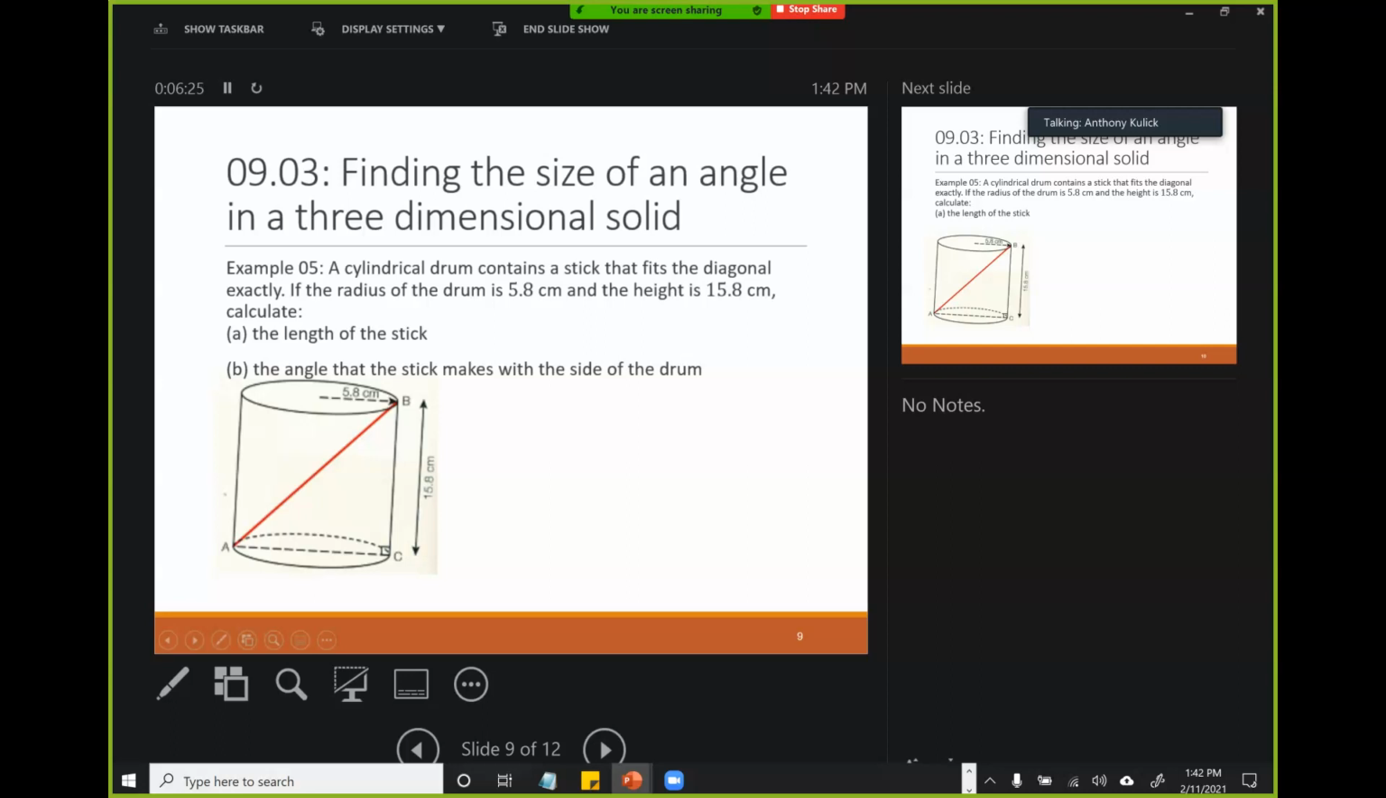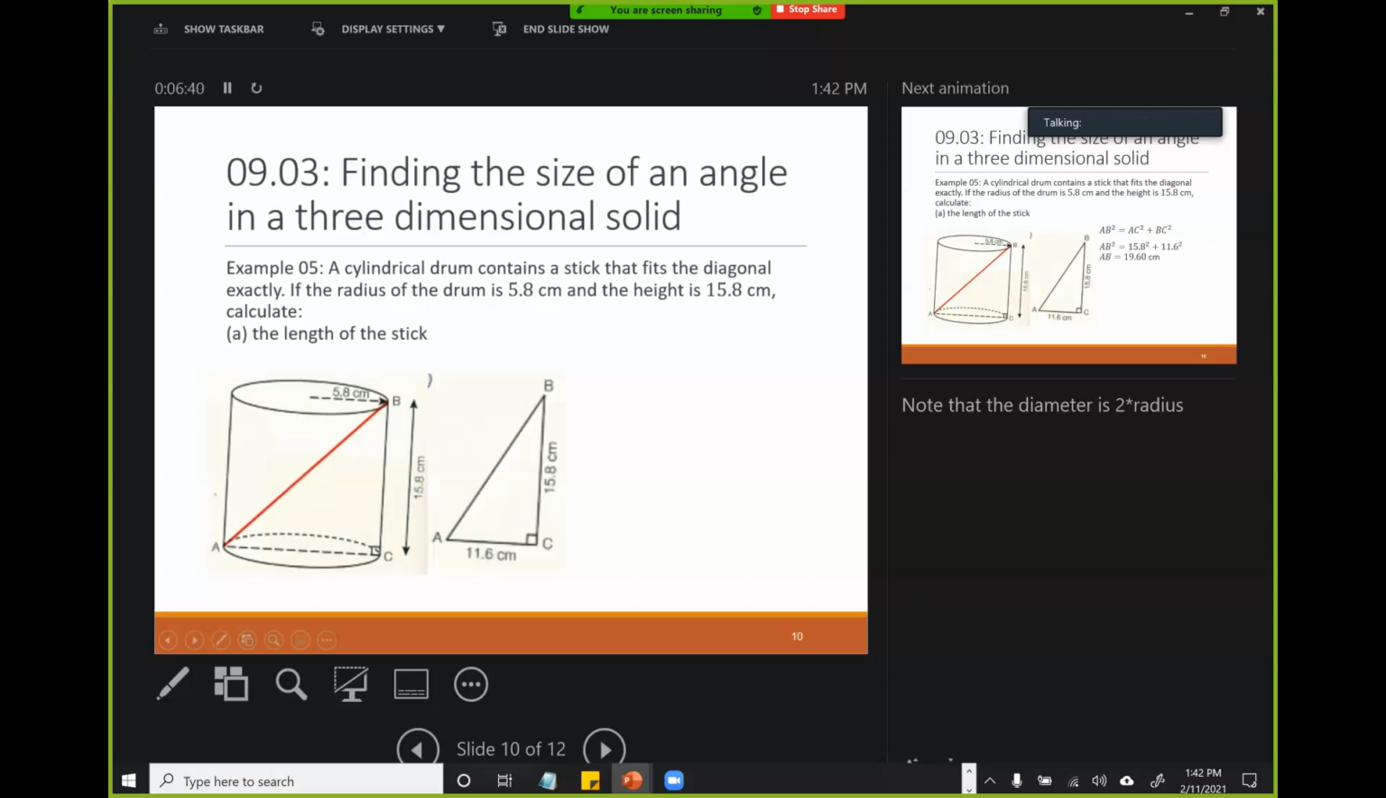So the length of the stick, let's do that part first. We'll use the calculation triangle ABC. We know that BC is 15.8, and we know AC is twice the radius. So that's 11.6, and then we can just Pythagorean theorem that guy up to get 19.6 for the length of our stick. Thrilling, I know. In part B, it asks for the angle that the stick makes with the side of the drum. So are we talking about the angle ABC or the angle CAB?